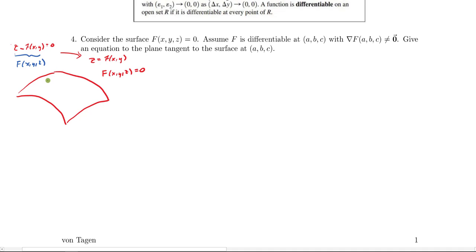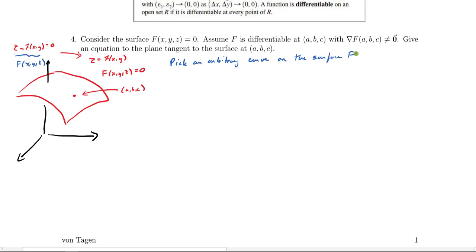So we've got this surface in 3-space. Let's give it a little bit of orientation here. What we want to do is pick an arbitrary curve passing through the point (a, b, c). So let's put our point (a, b, c) on there, maybe that's the point right there. Let's try to keep my labels out of the way. So a, b, c, there's that point that we're given, and we're assuming the function's differentiable there. So let's pick an arbitrary curve on the surface passing through the point (a, b, c).